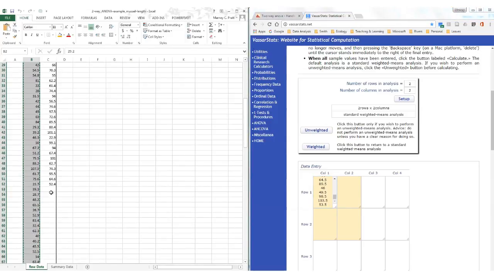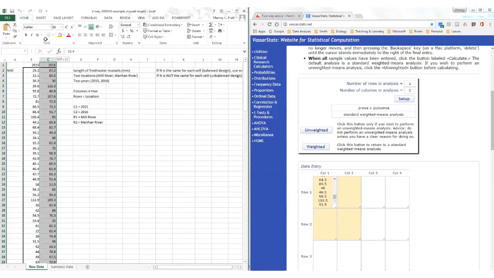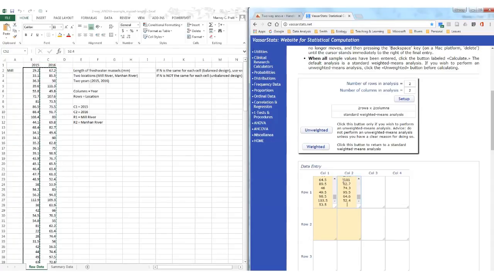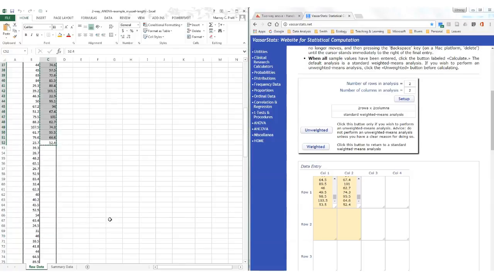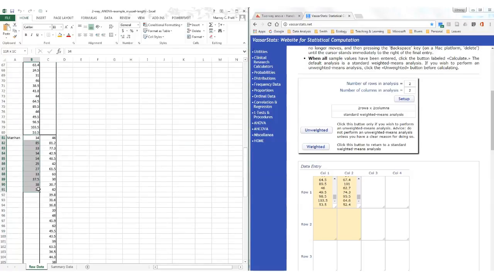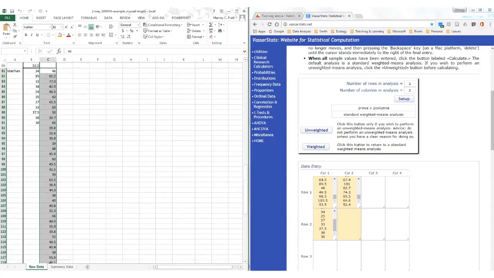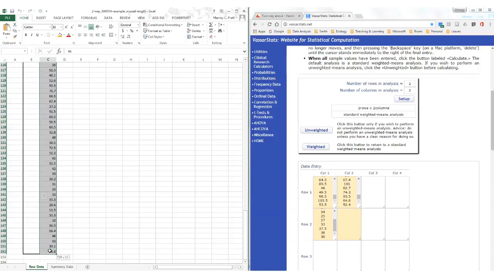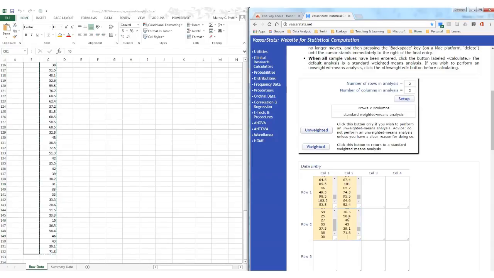We're going to put in the values for 2016 for the Mill River. Again, get rid of that bottom thing. I'm going to put in the values for 2015 for the Manhan River and the values for 2016 for the Manhan River.